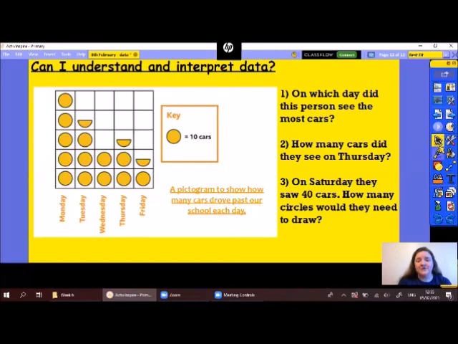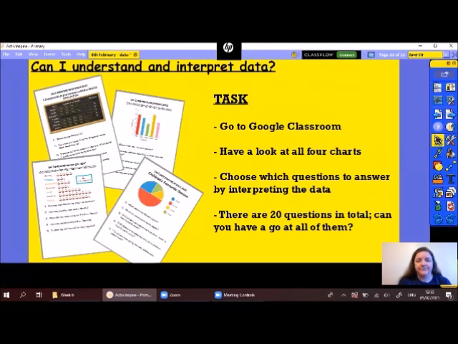Let's have a look at what I'd like you to do in today's lesson. If you go to Google Classroom, you will find 4 different sheets, and they each look like this. So each one is a different type of chart. We have a frequency table, we have a bar chart, a pie chart, and a pictogram, all about cupcakes. What I'd like you to do is have a look at all 4 of those charts and the questions underneath. And I want you to choose some of the questions to answer. You don't have to answer all of them.